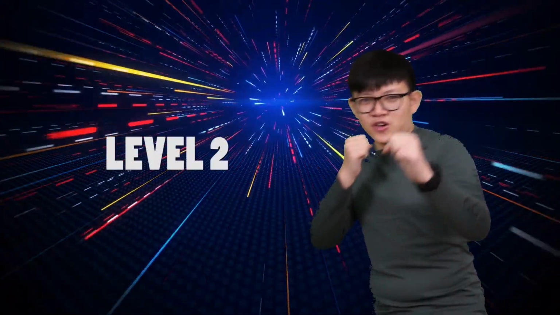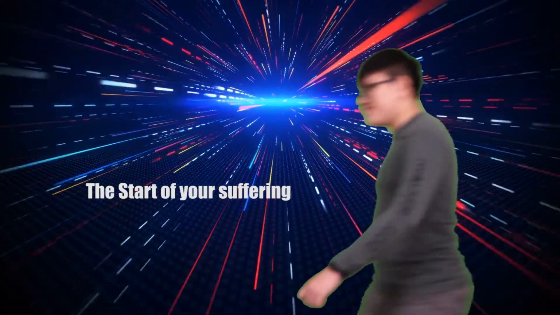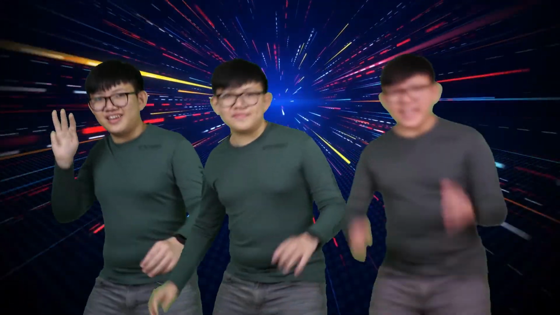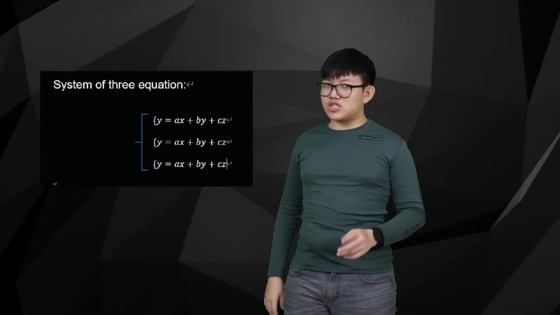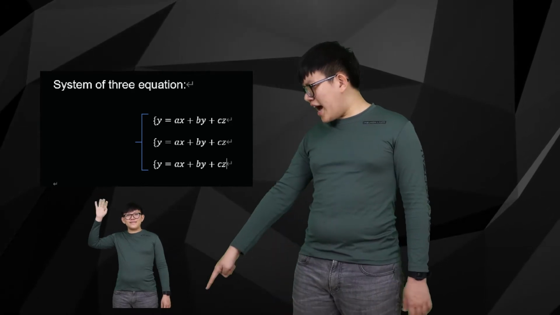You have exited your cradle, now you're facing level 2, the start of your suffering. The first thing in this level is three-variable systems of equations. And it's kind of the only thing too. And it's so dang infuriating! A system of three equations is very similar to a system of two equations. But now there's Z. Hello!